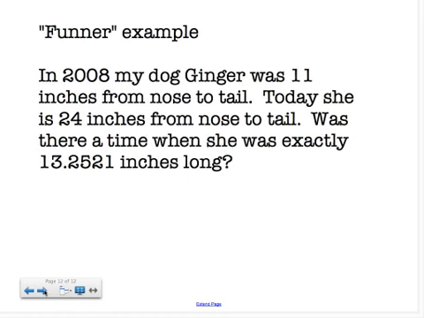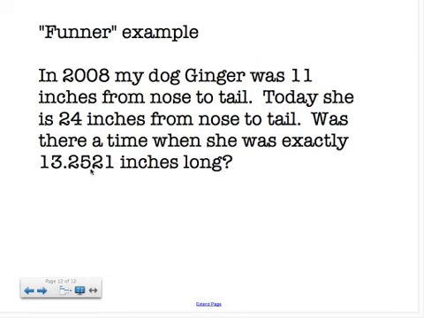Now, here's a more exciting example, I suppose. In 2008, my dog Ginger was 11 inches from nose to tail. Today, she is 24 inches from nose to tail. Was there a time when she was exactly this silly number, 13.2521 inches long? Okay, how do we express our answer? I think we know the answer is going to be yes, even though this seems like a ridiculous answer.